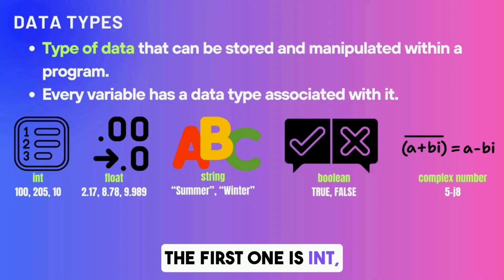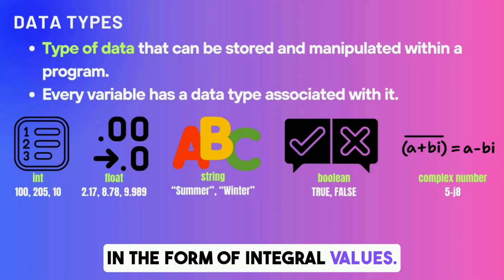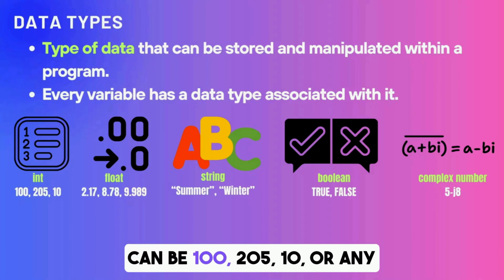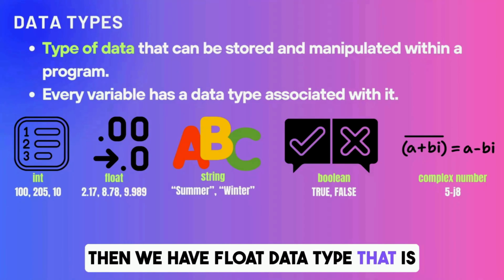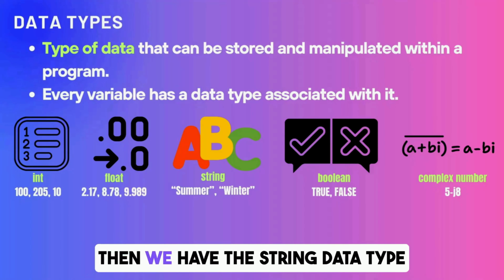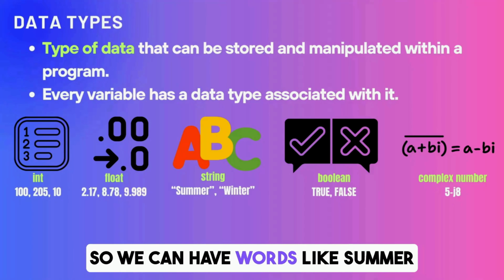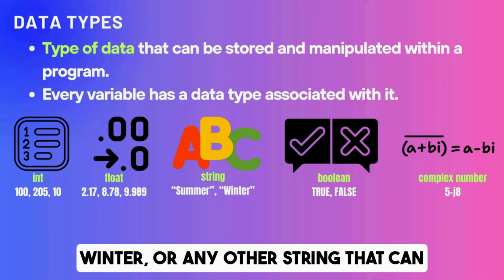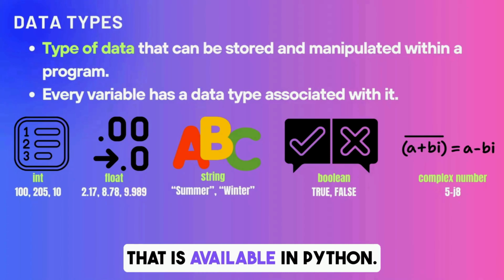The first one is int, the integer data type. Here we can store the data in the form of integral values, for example 100, 205, 10 or any other numeric number. Then we have the float data type, which is used to store decimal values like 2.17, 8.78, 9.989 and so on. Then we have the string data type, which is used to store a sequence of characters. We can have words like summer, winter, or any other string stored using the string data type available in Python.